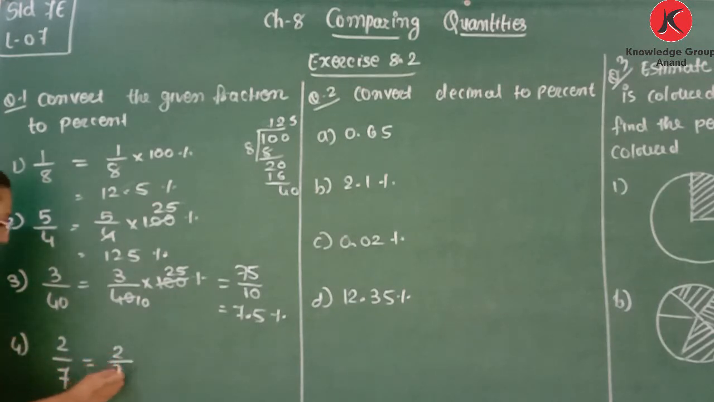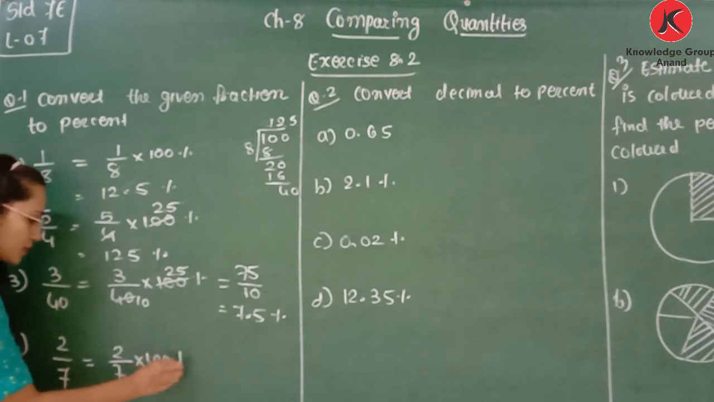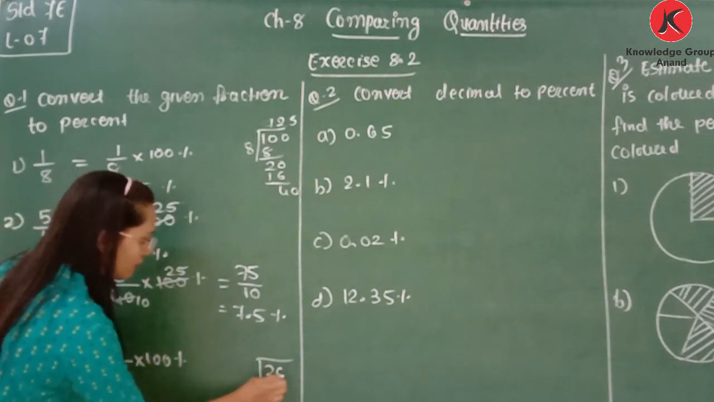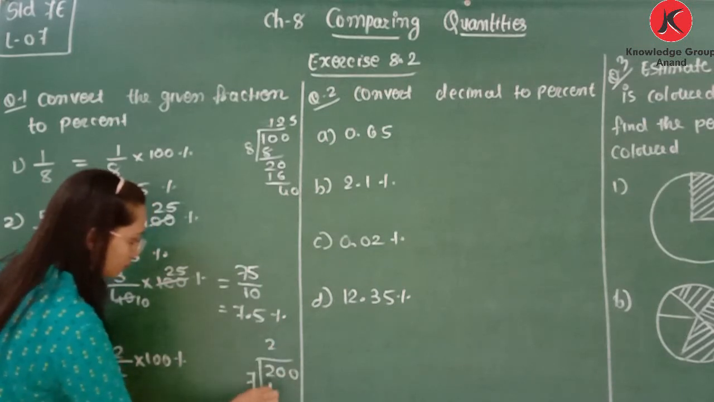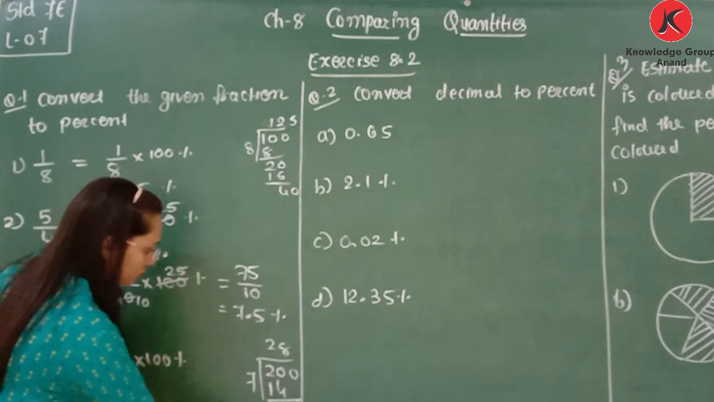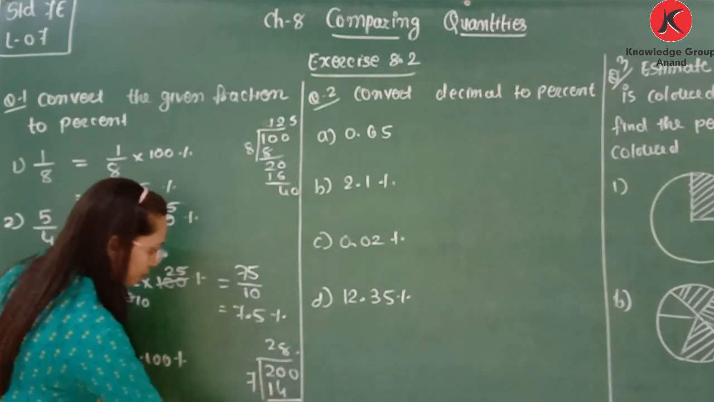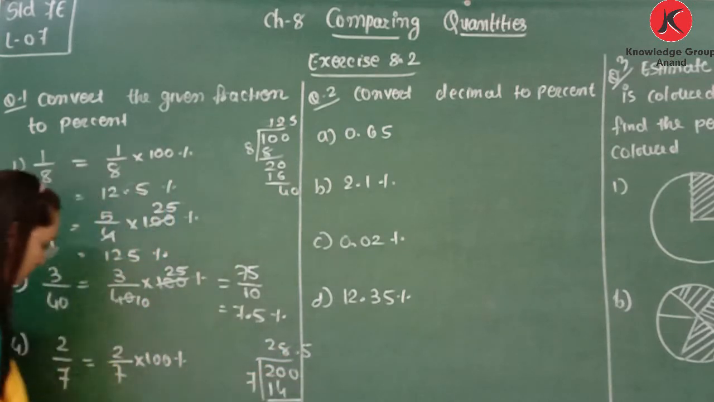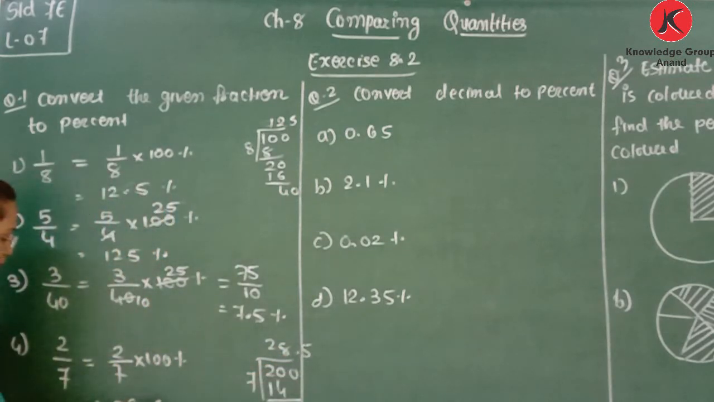Now next one, 2 by 7. So it is 2 by 7 multiplied by 100%. So it is 200 divided by 7. So let's divide 200 by 7. It is 28.5%. Clear? So this is how we can convert the fraction into percentage.